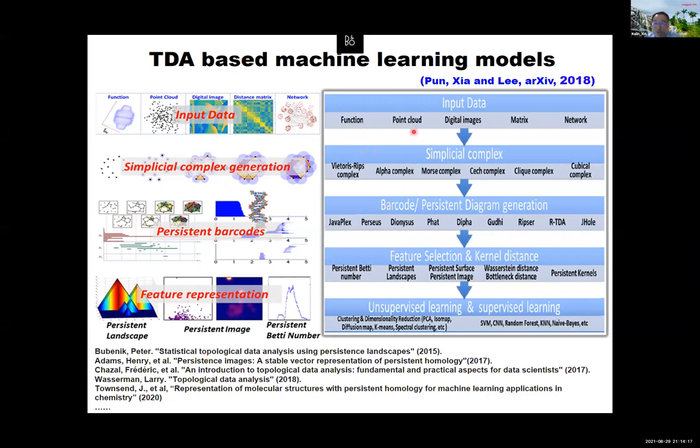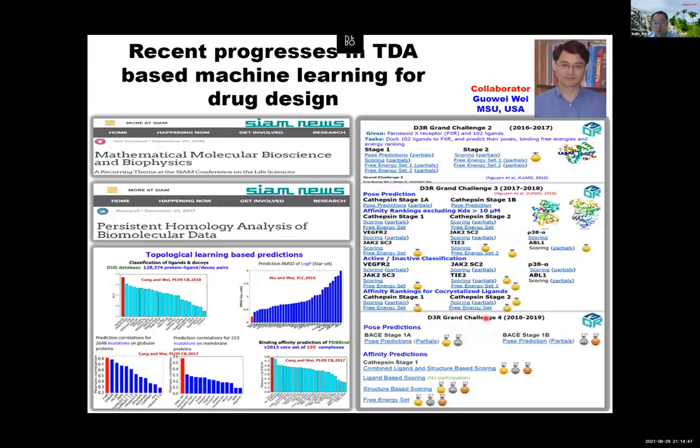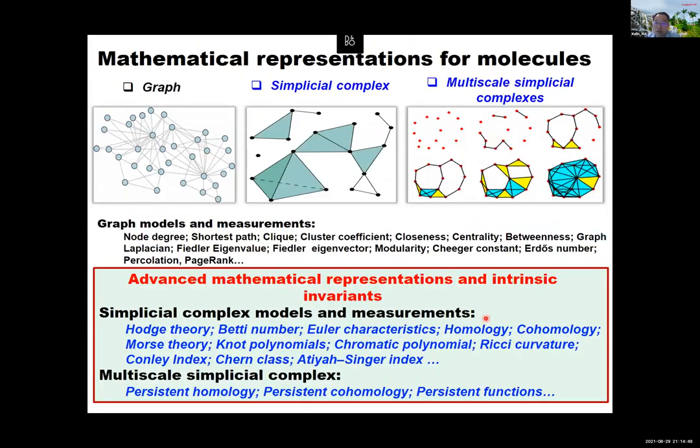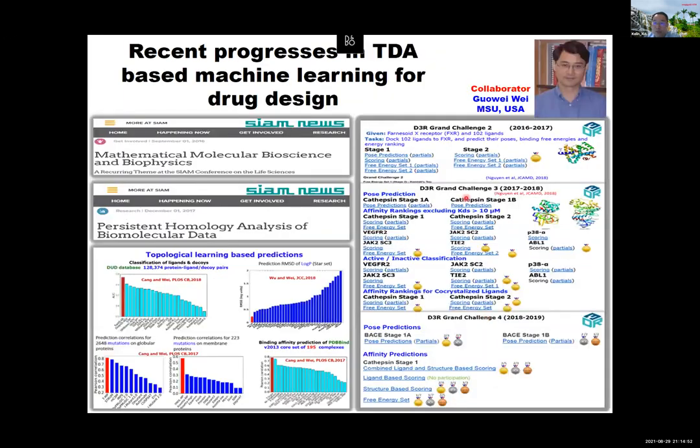So the general flow chart for these things is that we have the input data, and then you have a certain representation, right? Usually we use a simplicial complex representation, and from there you have the barcode representation or barcode information, and then you extract certain features. These features will be further input into machine learning, either unsupervised learning or supervised learning, and then you try to have a prediction. The Guo group actually has done a lot of work in this area, and made huge progress for these TDA-based learning models in drug design.